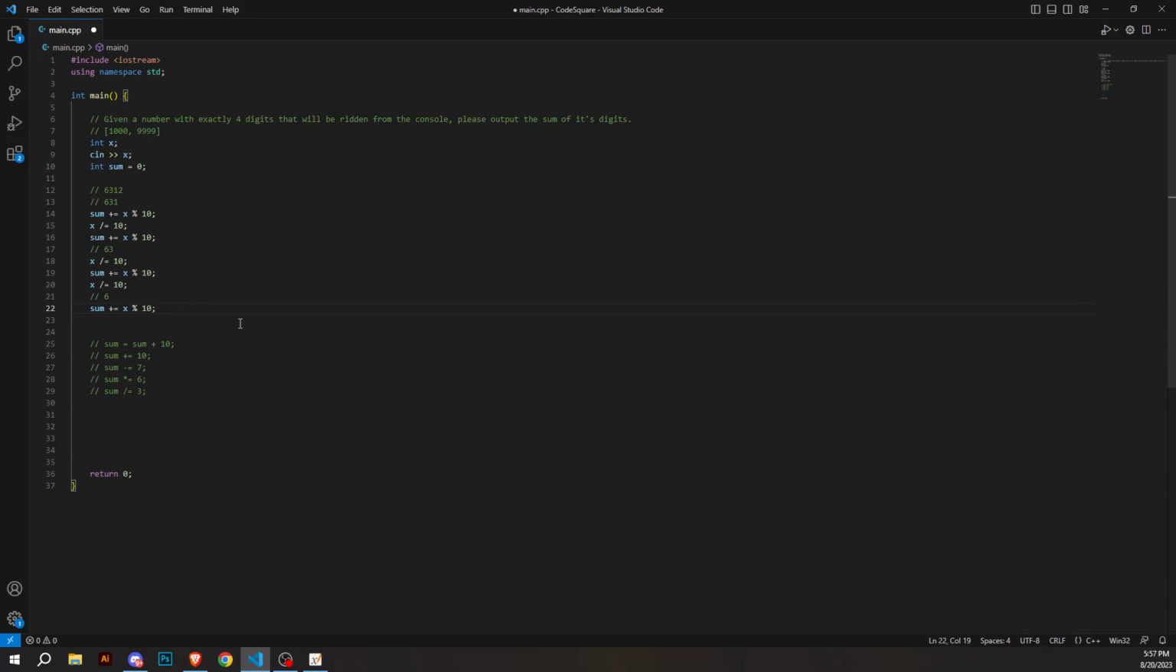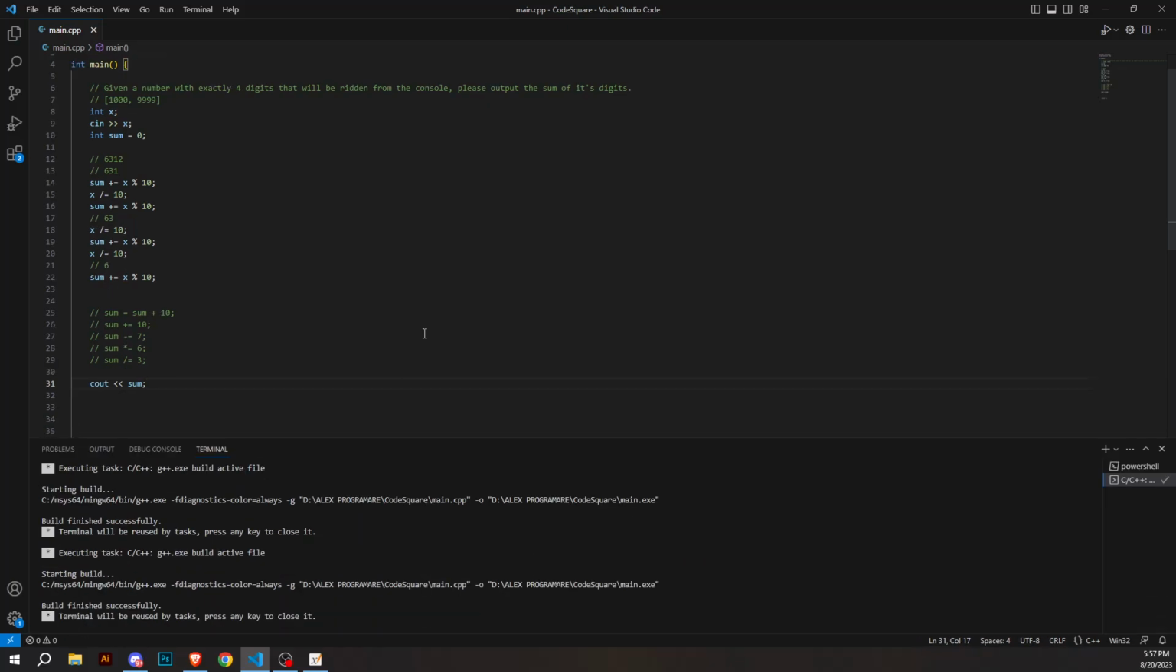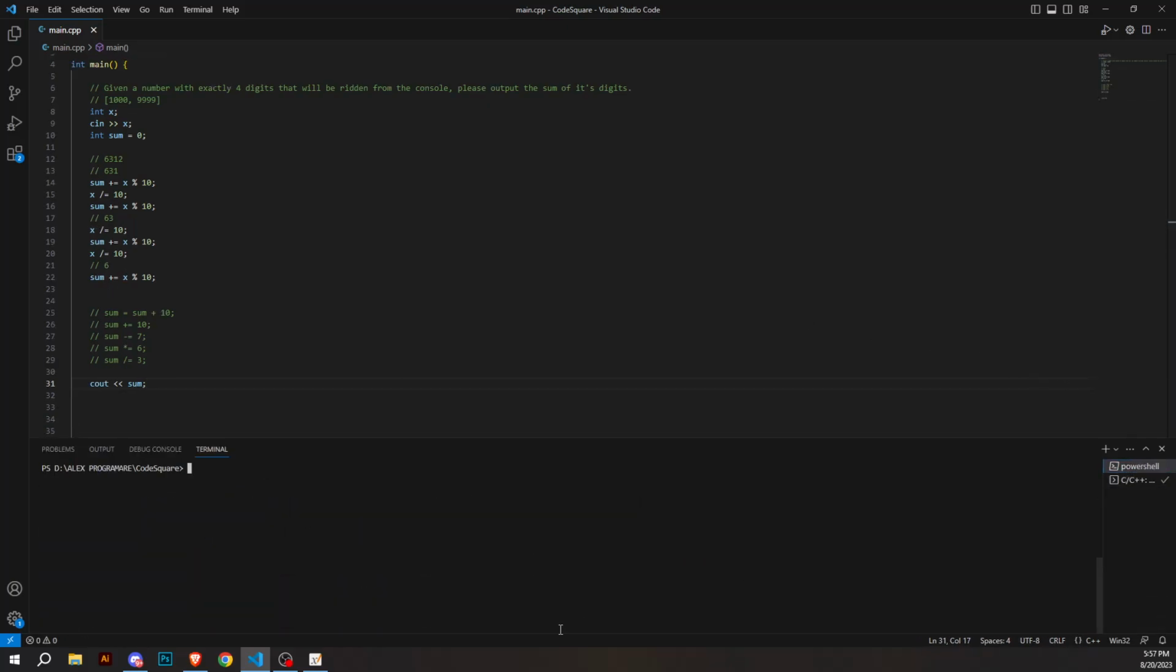And that's it. That's basically how we are going to get all the 4 digits. Let's test it. We are going to do cout, less, and sum. Okay? Let's do it. Let's see if this works.